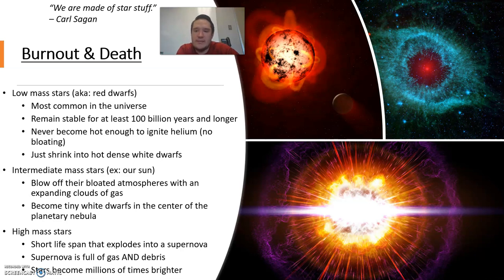And then we have intermediate mass stars, which is our sun. Our sun will go through this kind of process in a few billion years. They blow off their bloated atmospheres within expanding clouds of gas. They become tiny white dwarfs in the center of the planetary nebula. And then high mass stars, because of their short lifespan, will explode into a supernova. A supernova is full of gas and debris, and our stars become millions of times brighter due to this.